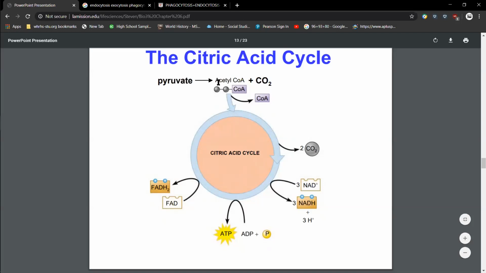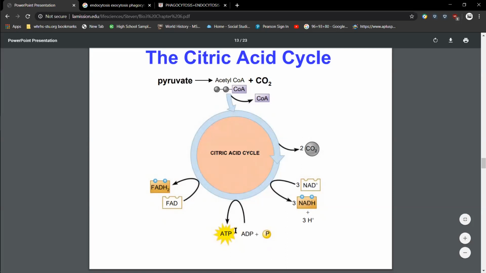Then the 3-carbon molecule gets converted into acetyl-CoA and CO2, and then it goes through these steps. The important thing about the citric acid cycle is this is where the CO2 is going to be produced. You're going to have 2 CO2 produced here. Then in the conversion to acetyl-CoA, you're going to have another CO2 produced there. You're also going to have 3 NAD plus converted to NADH and given those electrons. You're going to have 1 ADP being converted into ATP. Then you're going to have 1 FAD being converted to FADH2.